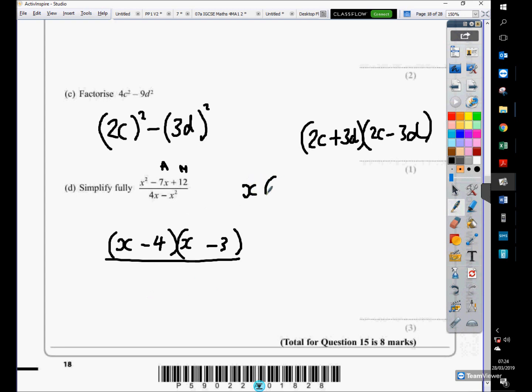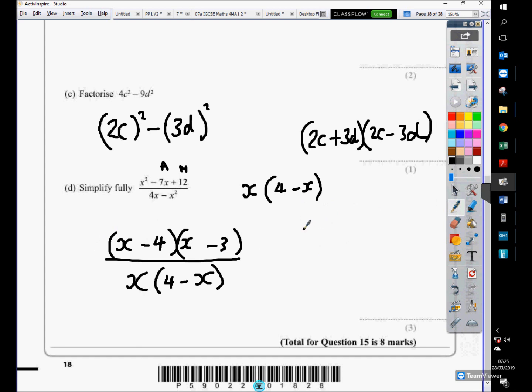The denominator, there's an x that's common, we can factorise that, and when we factorise it, we end up with x brackets 4 minus x. Now, there is a way to cancel the 4 minus x bracket with the x minus 4 bracket. But we need to make them look the same first of all. So the way that we deal with this is we need to change the signs in this bracket. Okay?